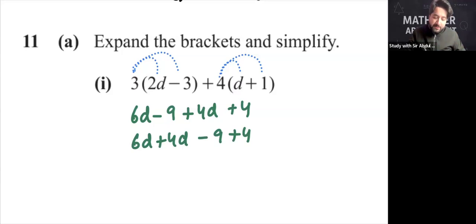6d plus 4d is 10d. Sometimes students write 10d square. That's a silly mistake. Minus 9 plus 4 is minus 5.